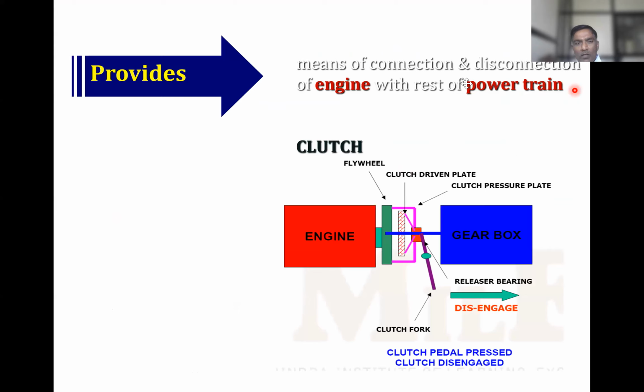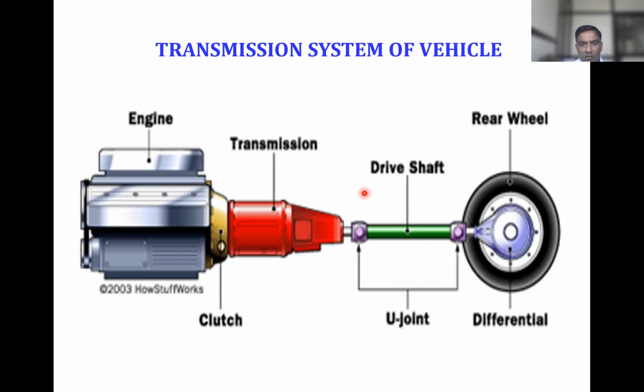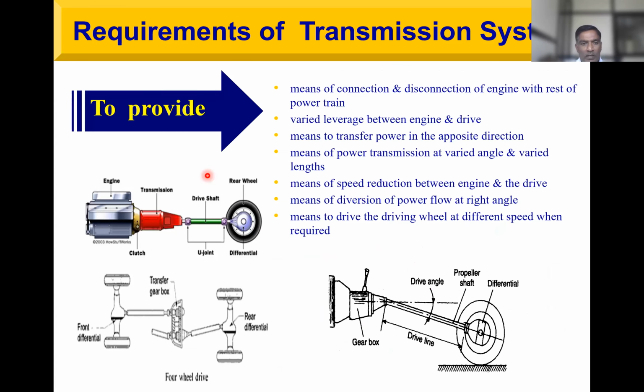Okay. So this is first requirement. What we are going to have? Means of connection and disconnection of engine with rest of powertrain. So first requirement is fulfilled with the help of the clutch. So this is the clutch. So this we are going to see once we finish the first slide.